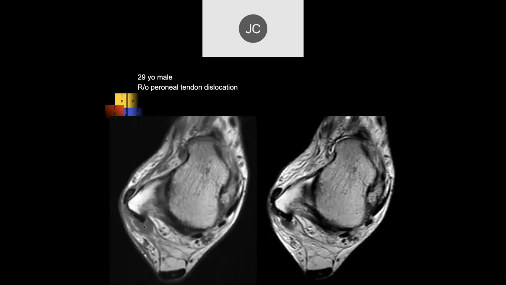But why in this case do you think that there's a dislocation of the peroneal tendon? Because you just said it. There's no concave bone, like that process.